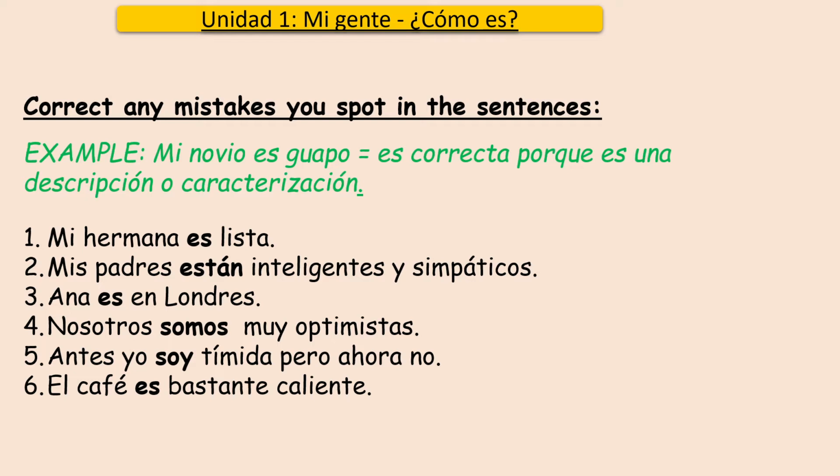Your starter here, please complete this in your books. You have got to correct any mistakes that you may see in sentences 1 to 6. For example, in green we have Mi novio es guapo. The reason this sentence is correct is because we're talking about the physical description of my boyfriend, in this case, mi novio. Es comes from ser, and remember the rules between ser and estar.